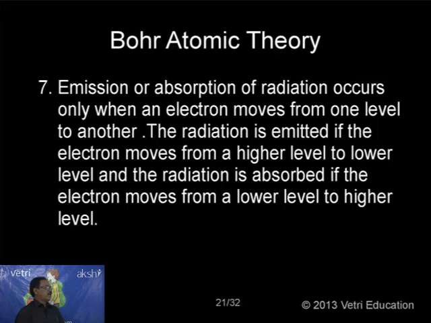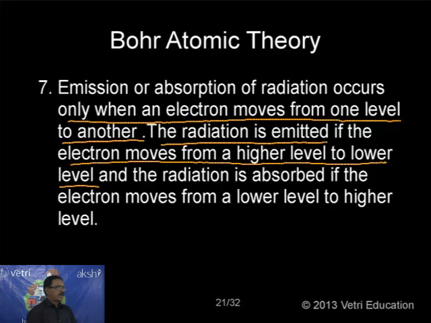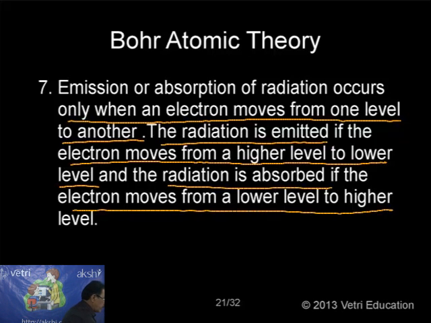Now we are giving a clear idea. Emission or absorption of radiation occurs, that is, when the electron will jump. Emission or absorption of radiation occurs only when the electron moves from one level to another. The radiation is emitted if the electron moves from a higher to a lower level, and the radiation is absorbed if the electron moves from a lower level to a higher level. So absorption takes place if the electron moves from lower to higher. If it is emission, the electron moves from higher to lower.